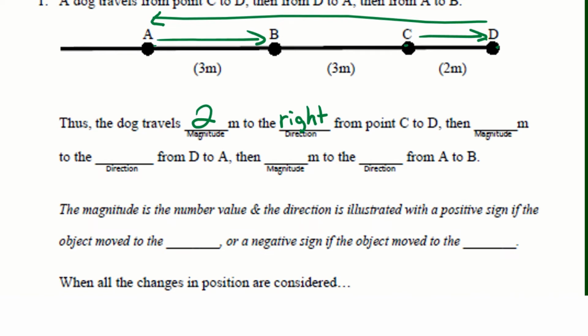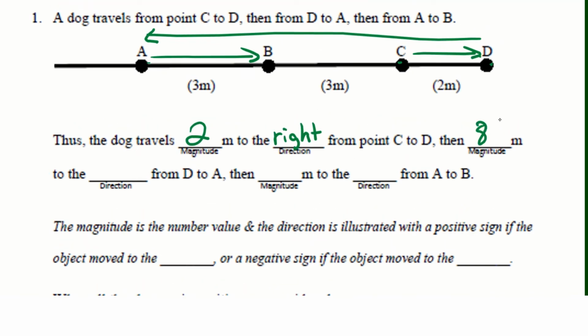So D to A, it now traveled, what was the total distance here? Well, how would I know the total distance? Well, I would add up all of these. So this is 3 plus 3, that's 6, plus 2, that would give me 8. So it gave me a total magnitude of 8 meters. To the direction of, it's going in this direction, so that would be to the left.